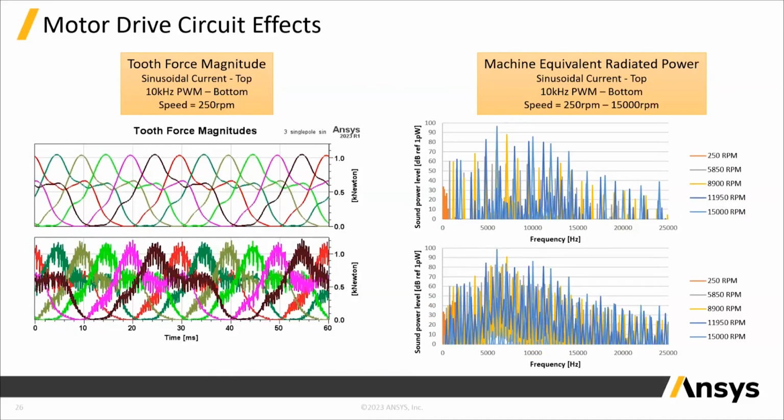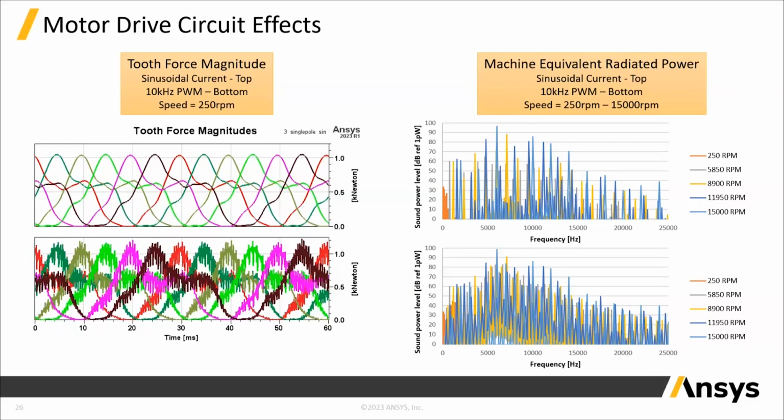So some of the results of this system integration are shown on this slide. On the left, we see the torque ripple, or the torque results at 250 RPM without PWM on the top, so just pure sinusoidal excitation, and with the 10 kilohertz PWM on the bottom for that same 250 RPM. So what we see is the additional harmonics add ripple to the torque, and this additional ripple can affect the motor performance in the ways that we mentioned previously.